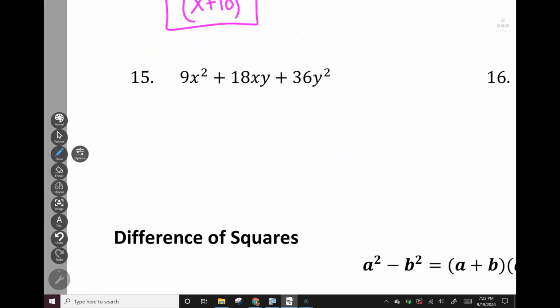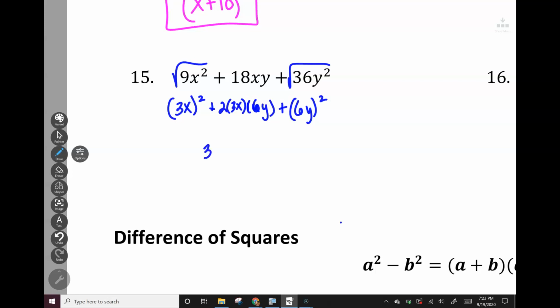15. So square root. This is going to be 3x all squared. This is going to be 6y squared. And the middle term should be 2 times 3x times 6y. Which means it's going to factor into 3x plus 6y all squared.